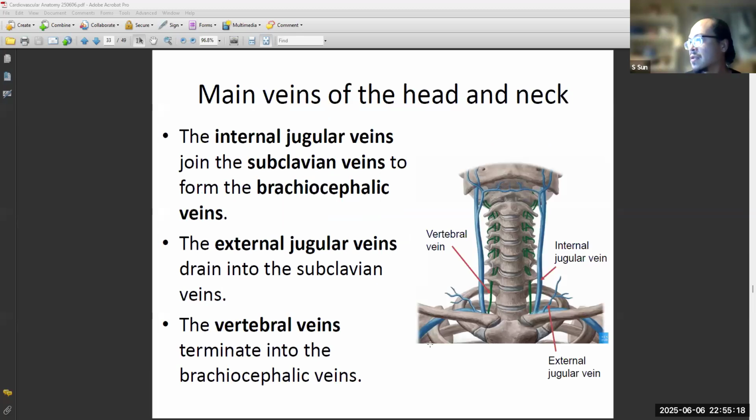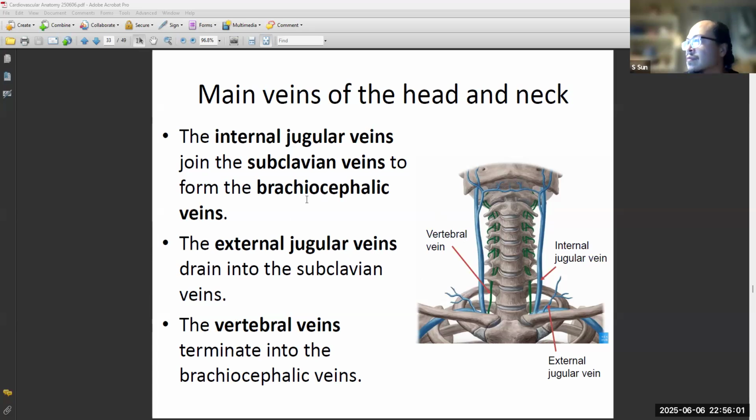This one shows you that association. So here you can see the internal jugular, and this one is the subclavian. It goes underneath the clavicle to collect together to form the brachiocephalic. And the external jugular right here, in fact, enters into the subclavian. So external veins drain into the subclavian, and so the internal jugular and the subclavian collectively drain into the brachiocephalic.